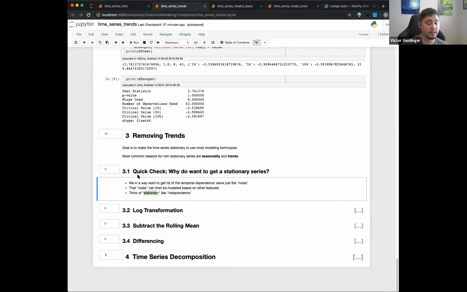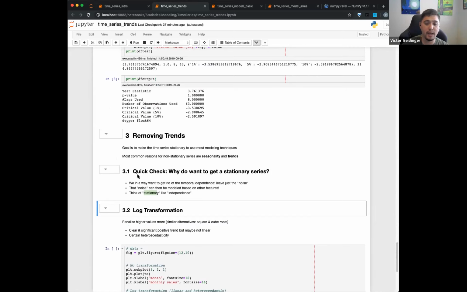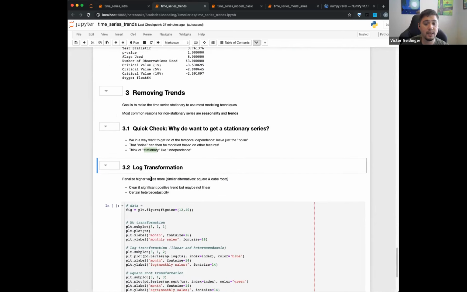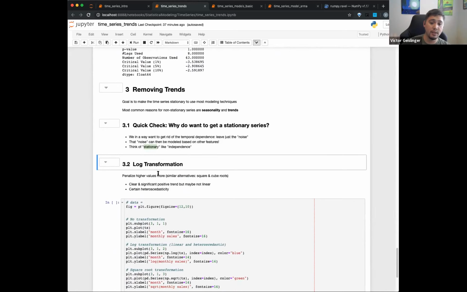All right, I'll move on then to say, okay, let's start removing trends. The first one is a log transformation, which I think is always a really nice one to use in general, like you've probably seen in the first project.